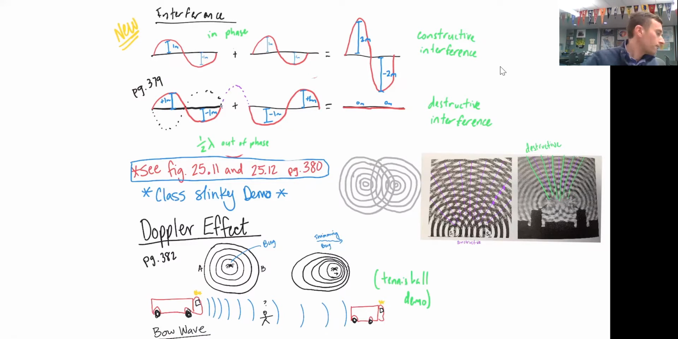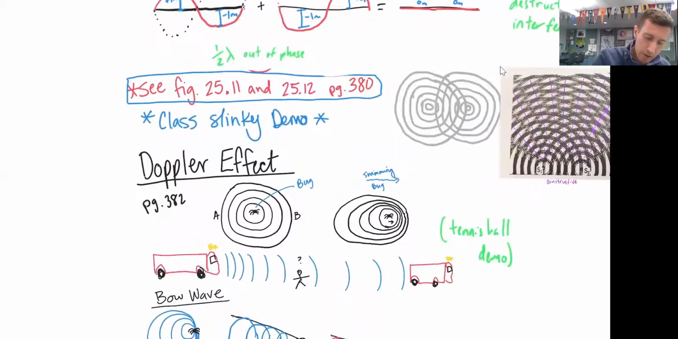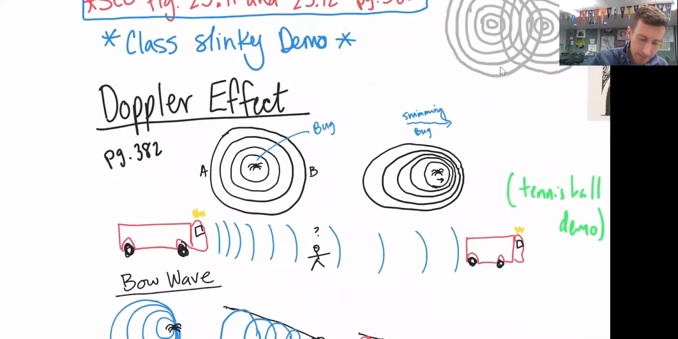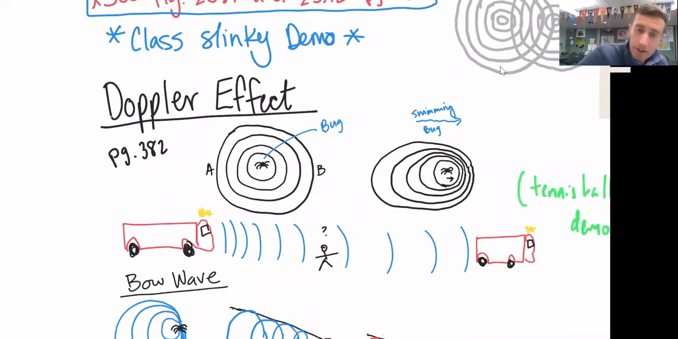Okay, flipping on to page 382. On page 382, we introduce the Doppler effect. Okay, so the Doppler effect is the idea that waves can stack up or get more spread out if the source of the waves or the receiver of the waves is moving.